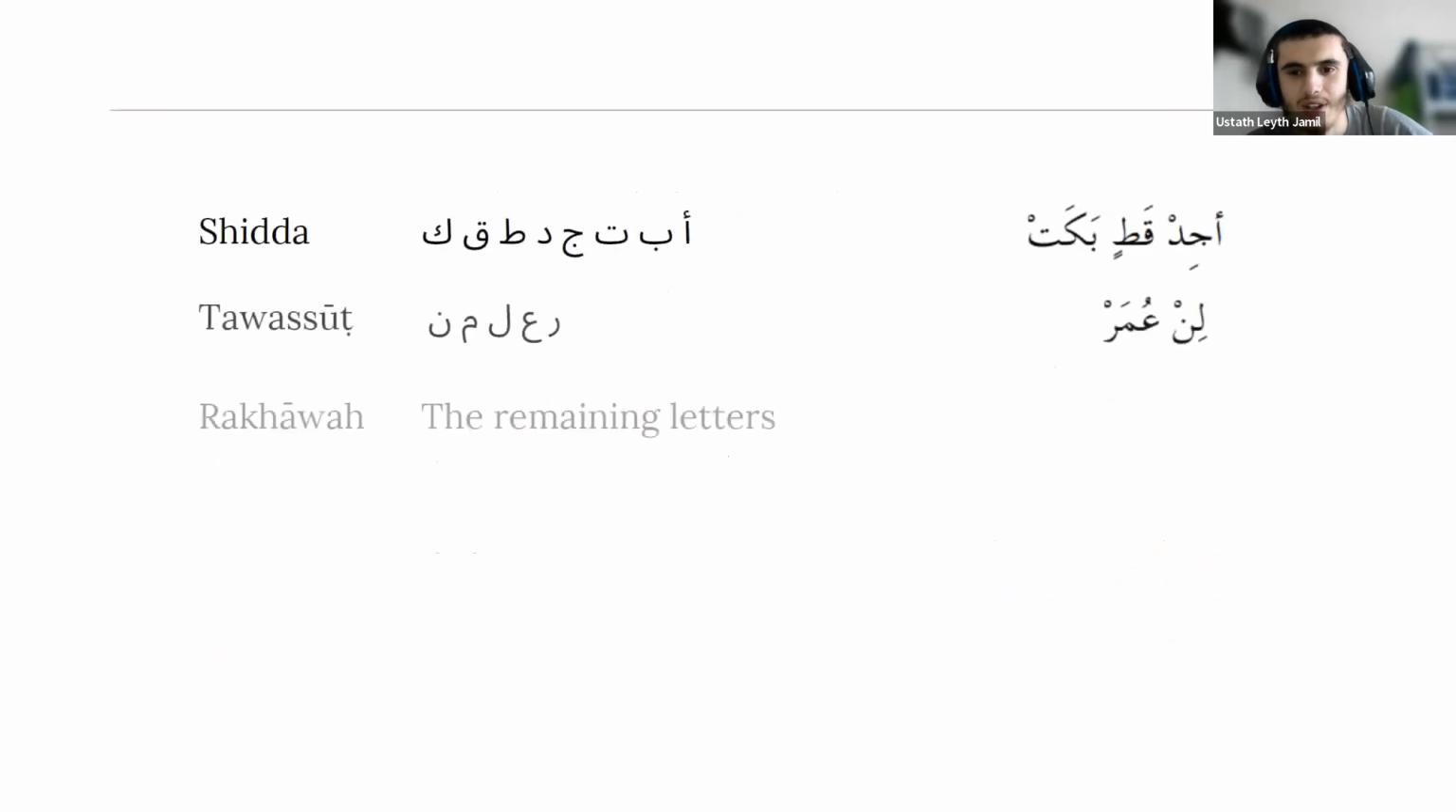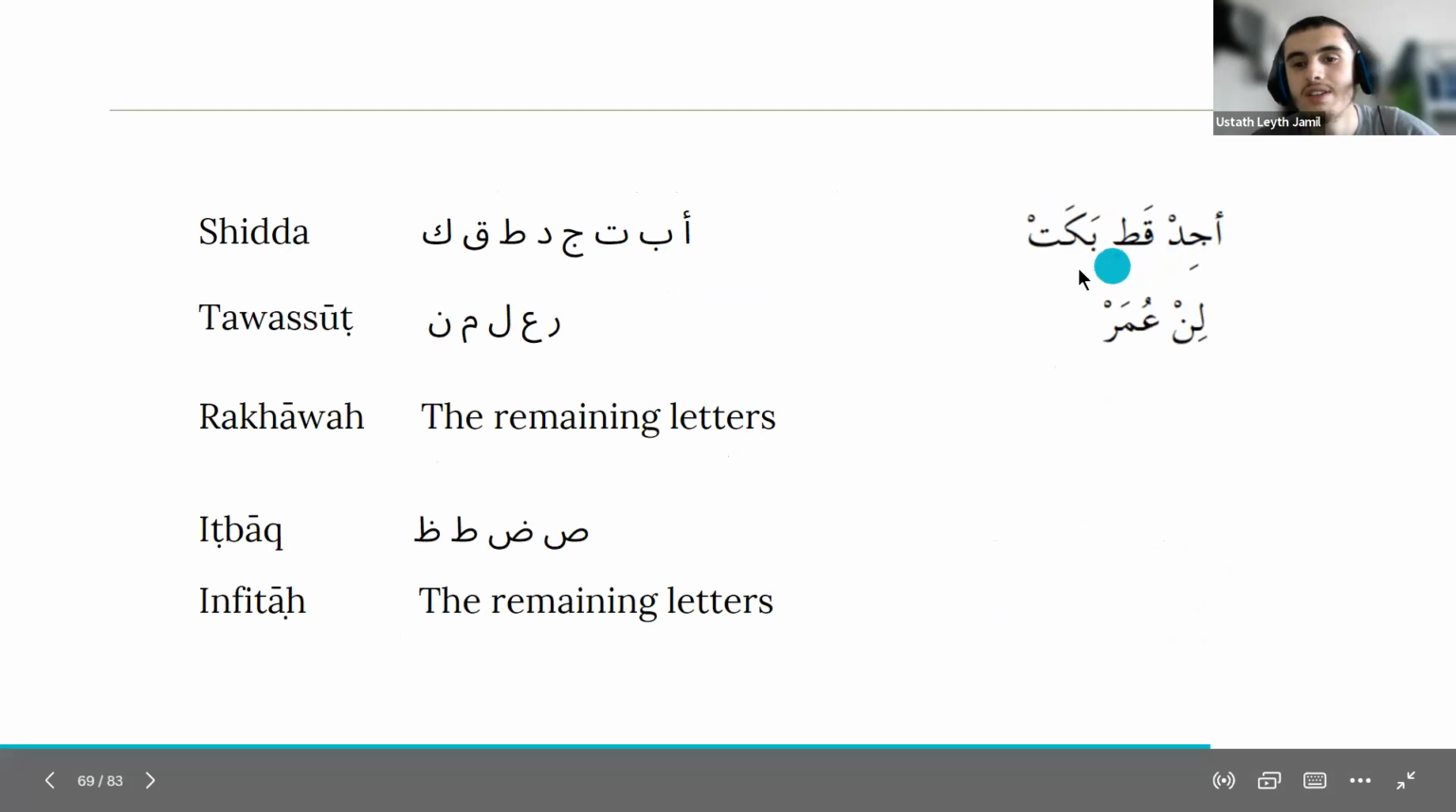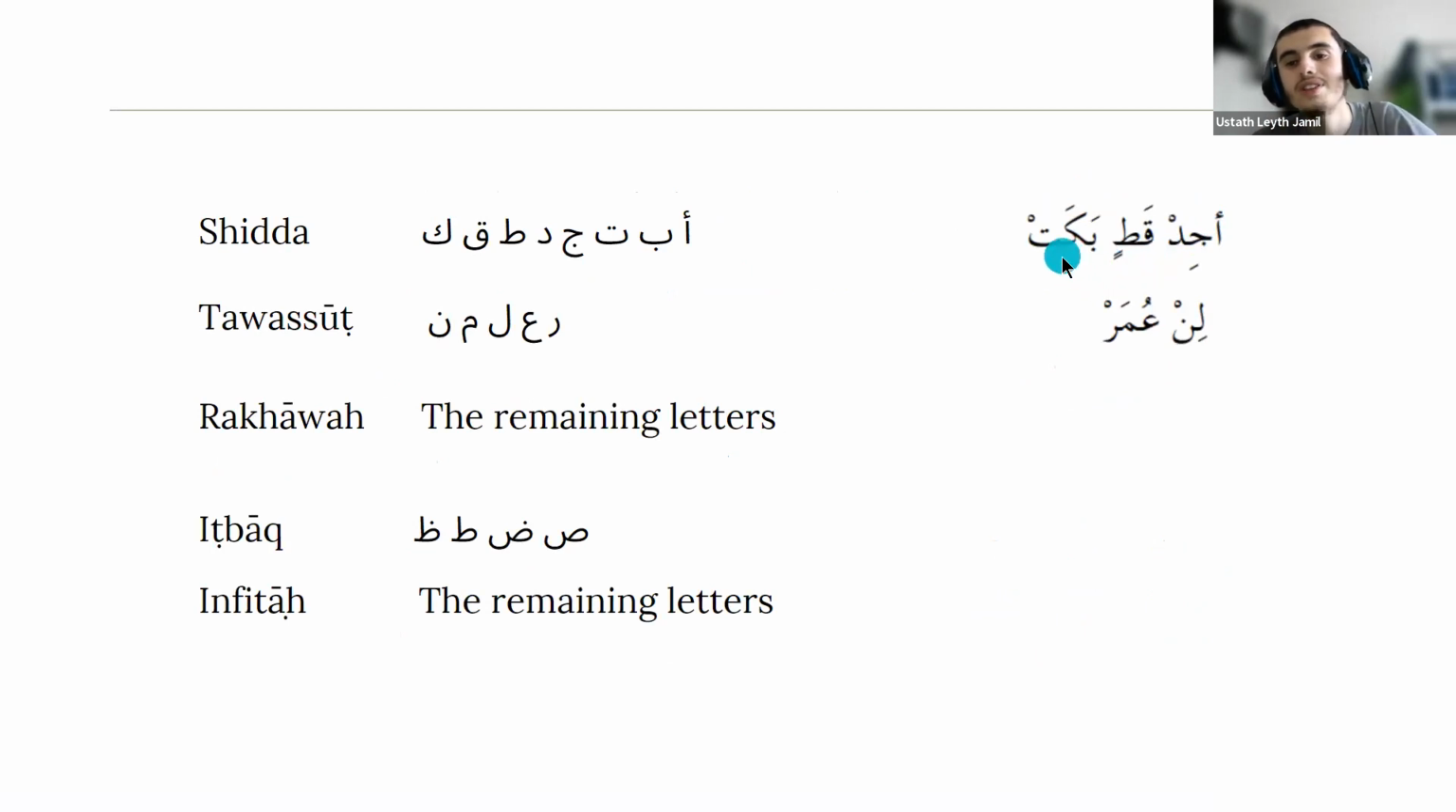And I think there's another one of this, the Shiddah letters, أجد قط بكت. And then the twisted letters is Lin Umar, literally. That's it. This is an easy one to remember. So the twisted letters, remember Lin. You got the Lam and Noon, and then Umar, which is the rest: Ain, Mim, and Ra.